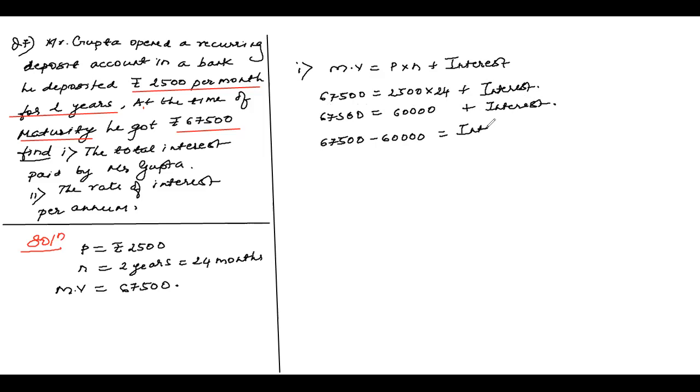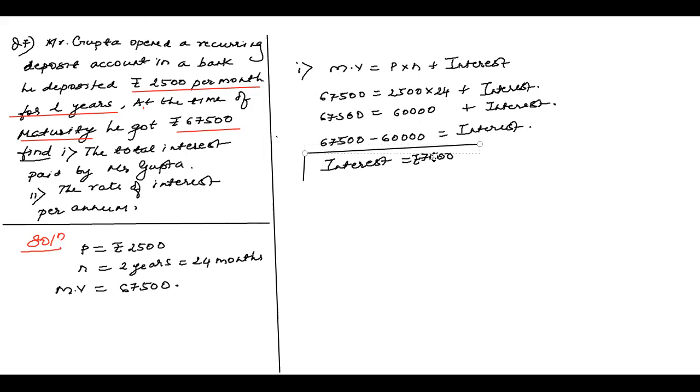So what is the interest, children? Interest is the first part of the answer we got. Interest is equal to 7,500 rupees. So you got the answer, very simple. The first part of the answer, I got it.